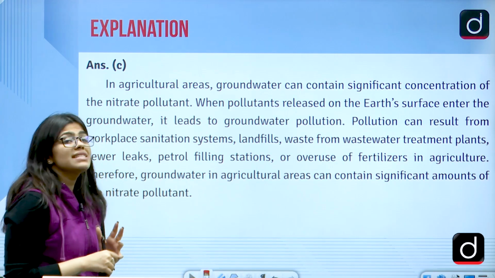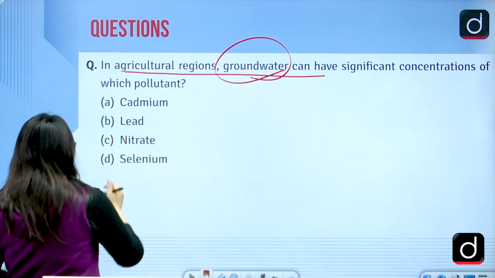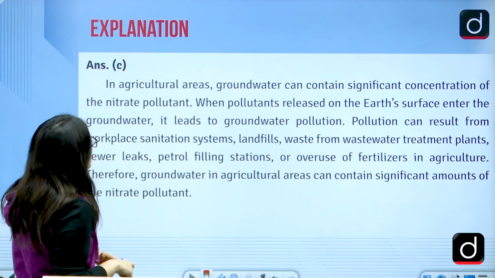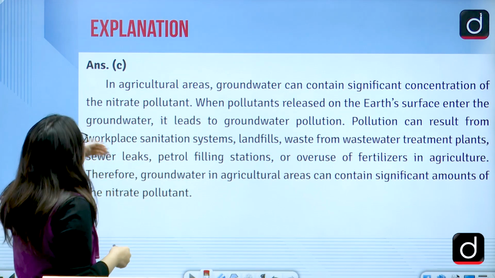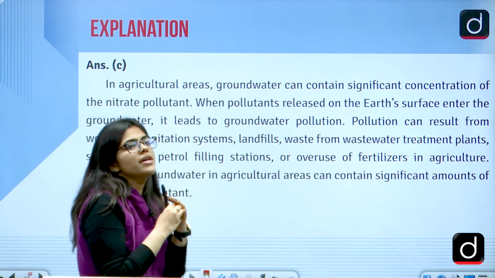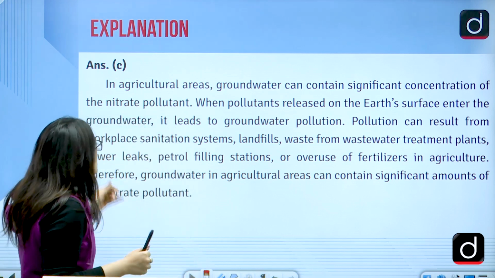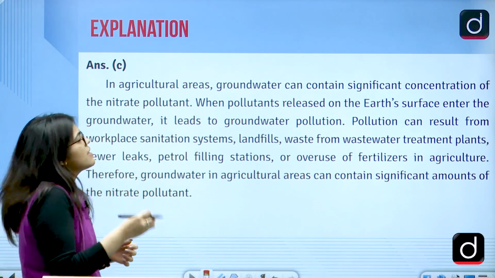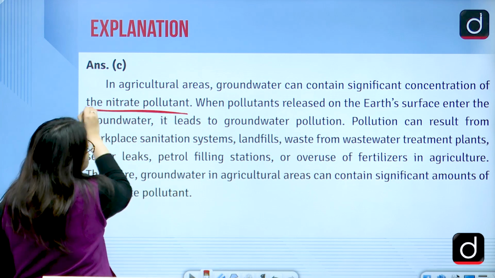The right answer is C. That means it is lead. So it is nitrate, right? So let us see. Let us read it as well. So in agricultural regions, we see that there is this groundwater contamination that keeps on happening. So in agriculture areas, the groundwater can contain a significant concentration of this nitrate pollution.